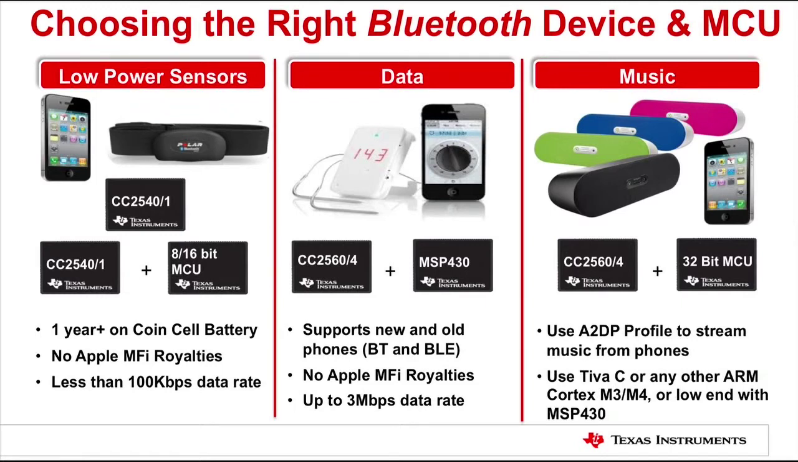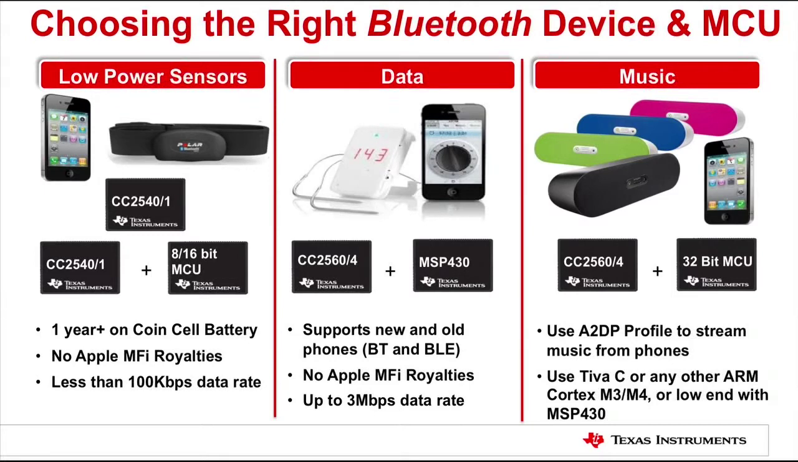So if you look at it from the application standpoint, you see on the left-hand side, low power sensor type applications. So if you're looking to use something where you want a coin cell battery for about a year time frame, that's going to be your Bluetooth low energy. It also has a lower data rate, so you're sending sensor type application, about 100 kbps.